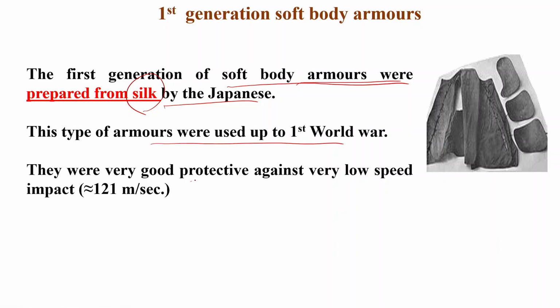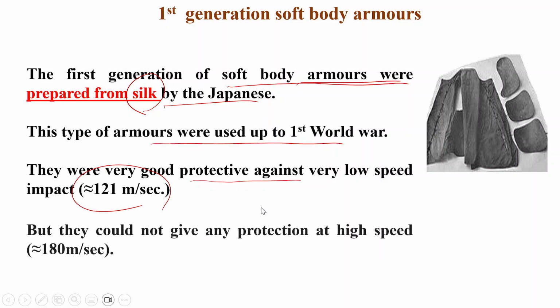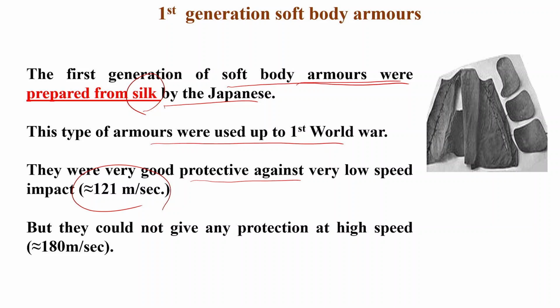They were very good in protecting against very low speed, like 120 meter per second. But they could not give any protection against high speed. So, with the invention of the high speed rifle, at say 180 meter per second they failed. So, that was the first generation body armor which was used by Japanese.